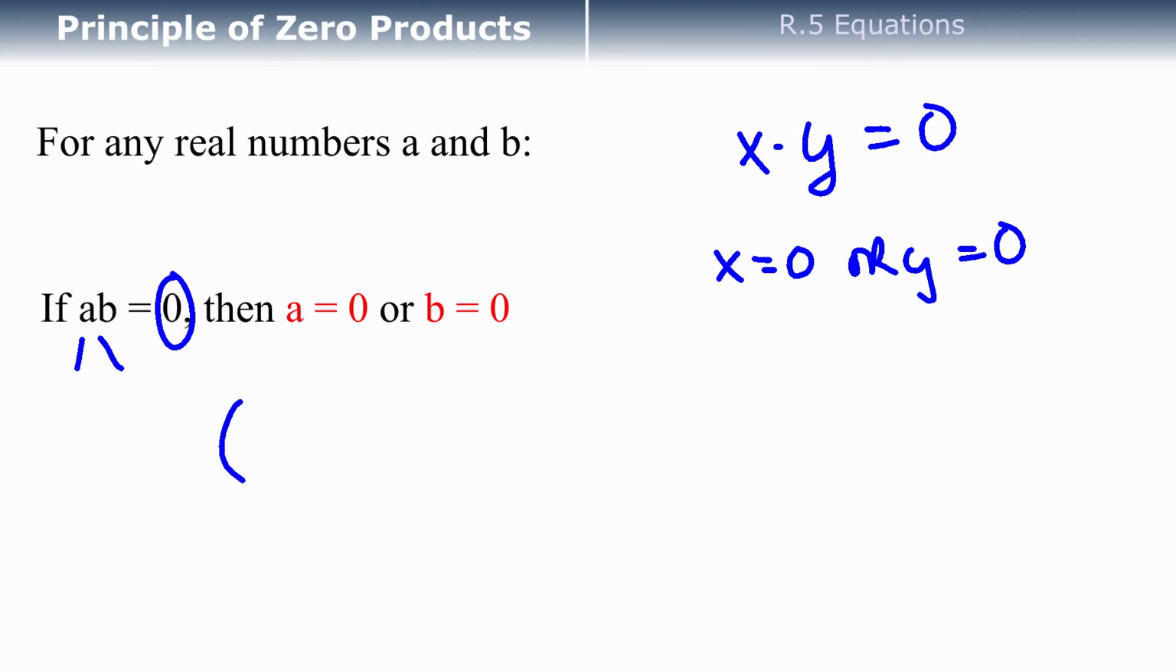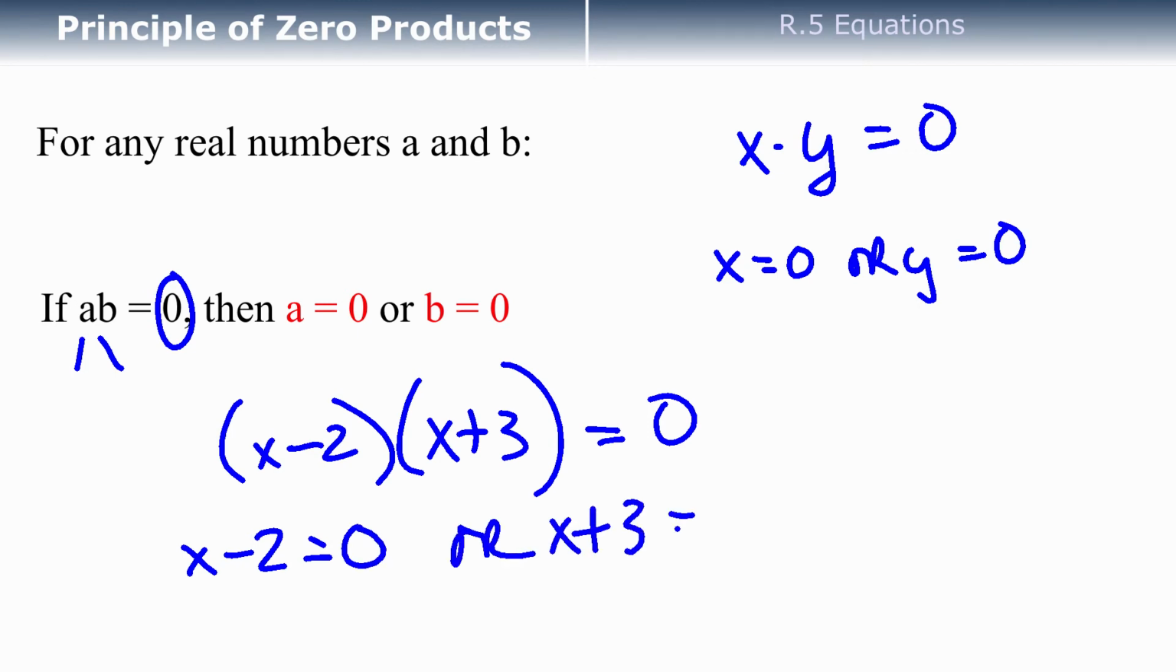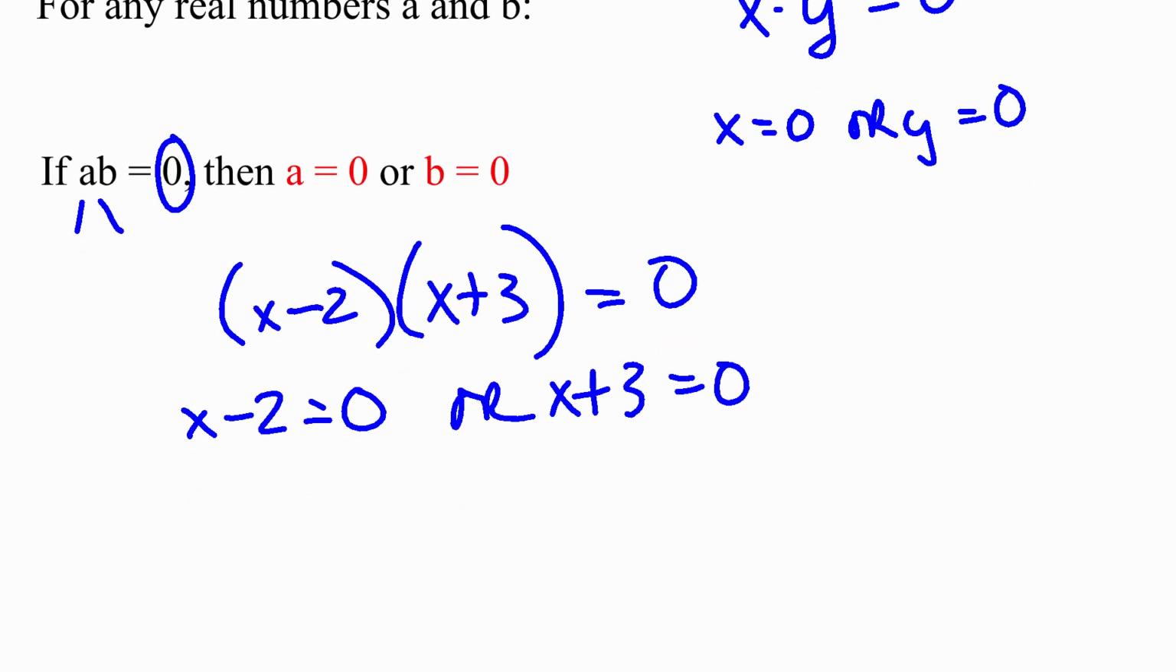Now, if I had something in brackets like this, x minus 2 times x plus 3, so here's two things that I'm multiplying together. If they come out to 0, then I can do the same thing. So either this first part is 0 or the second part is 0. And I could write that. Either x minus 2 is 0 or x plus 3 is equal to 0. Now suddenly I have two linear equations that I could solve. Add 2 to both sides, subtract 3 from both sides.